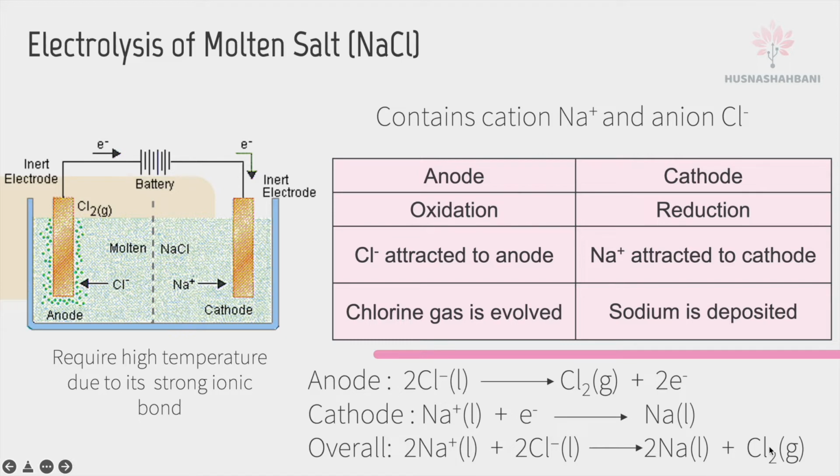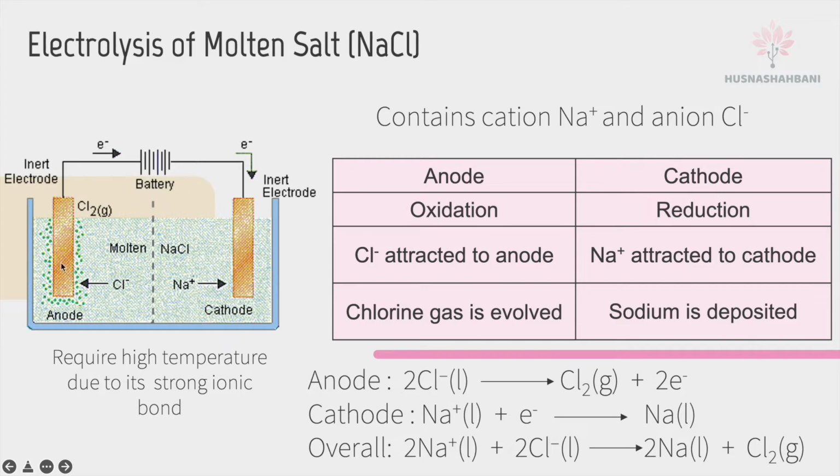Liquid plus Cl2 gas. There is no aqueous here, because aqueous means the presence of water. There is no water, so the state of matter cannot be aqueous. At the cathode, Na+ is attracted to the cathode because Na+ will receive electrons, neutralize, and become Na liquid. This means you will have Na liquid around the cathode. Sodium is deposited at the cathode.